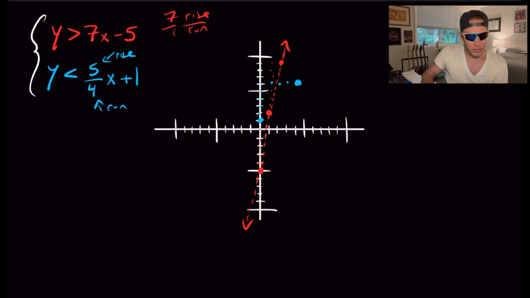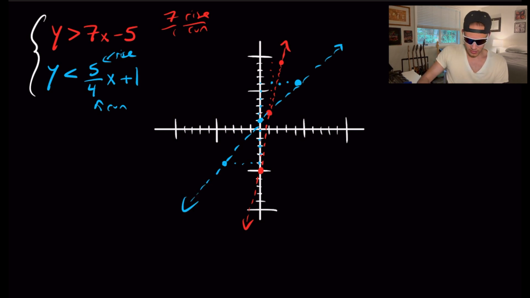And if I wanted to, you could do it backwards too. So instead of going up 5 and to the right 4, you could go down 5. So from here, 1, 2, 3, 4, 5, and then to the left 4. 1, 2, 3, 4. It's just less than, so this is going to be a dashed line as well. Like that.